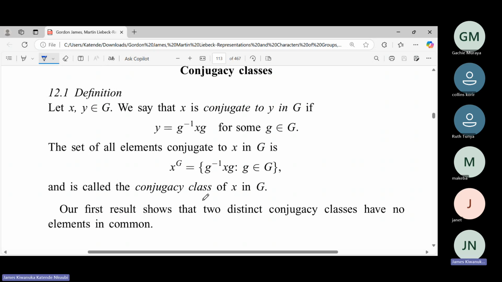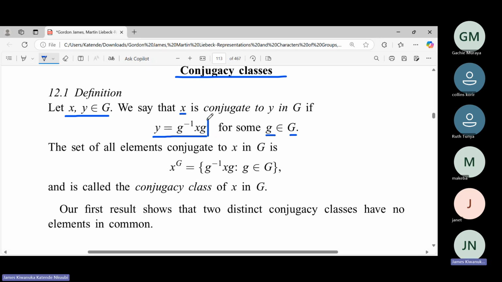Okay, so this is our topic for today, conjugacy classes. Suppose we have two elements from a group. Then we define the term conjugate. We say X is conjugate to Y in the group G if this relation holds: Y is equal to G inverse XG for some element G in the group.